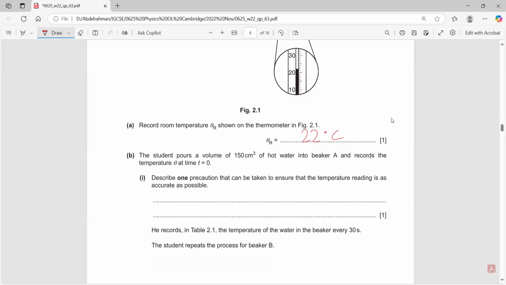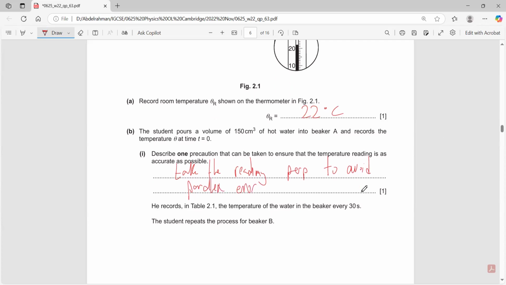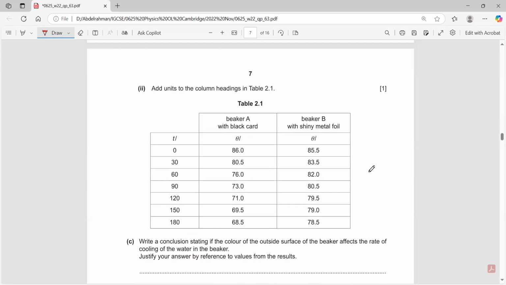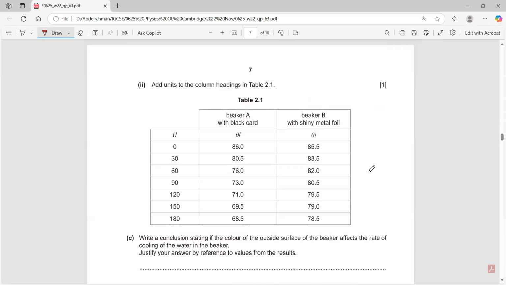Okay, one precaution is to take the reading perpendicularly to avoid the parallax error. Right? He records in table 2.1 the temperature every 30 seconds and repeats the process for beaker B. Can I complete the table headings? Yes, I can complete the table headings. Seconds, degrees Celsius, and degrees Celsius.